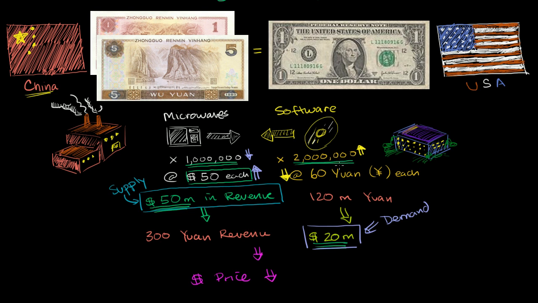So you can see in a floating exchange rate, whenever you have a trade imbalance, the country that's shipping more, that has net positive exports, their currency will get stronger, while the other currency will get weaker. And that'll keep happening until the trade imbalance resolves itself.